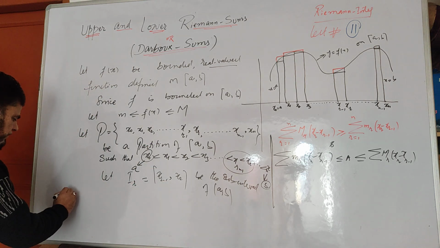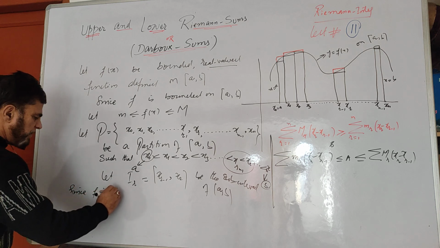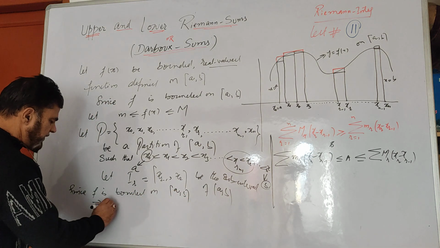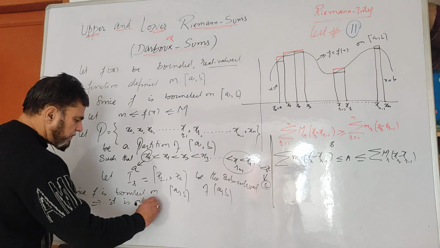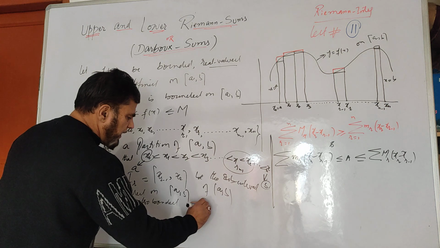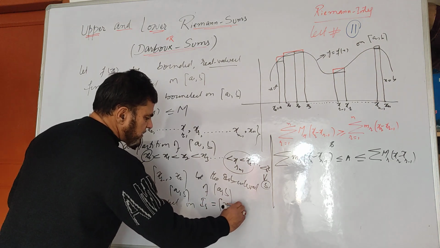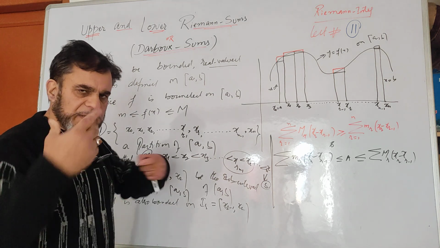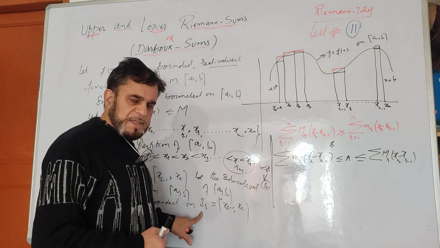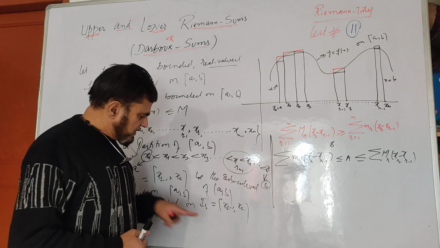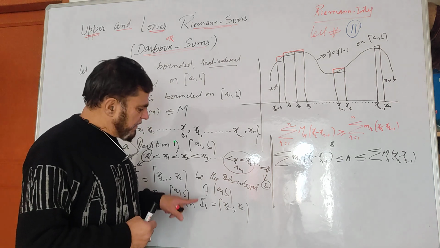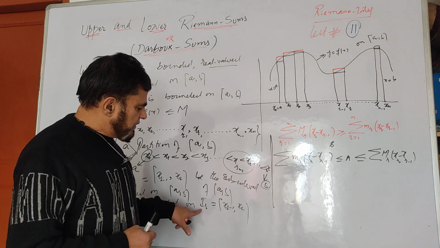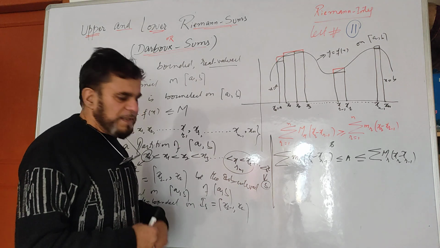Since f is bounded on the closed interval [a, b], this implies it is also bounded on Ir = [x(r-1), xr]. In fact, it is bounded on each Ir: bounded on I1, on I2, on I3. So on this closed subinterval where it is bounded, it also has the maximum and minimum. We take the GLB as small mr, and the maximum in this subinterval as capital Mr.